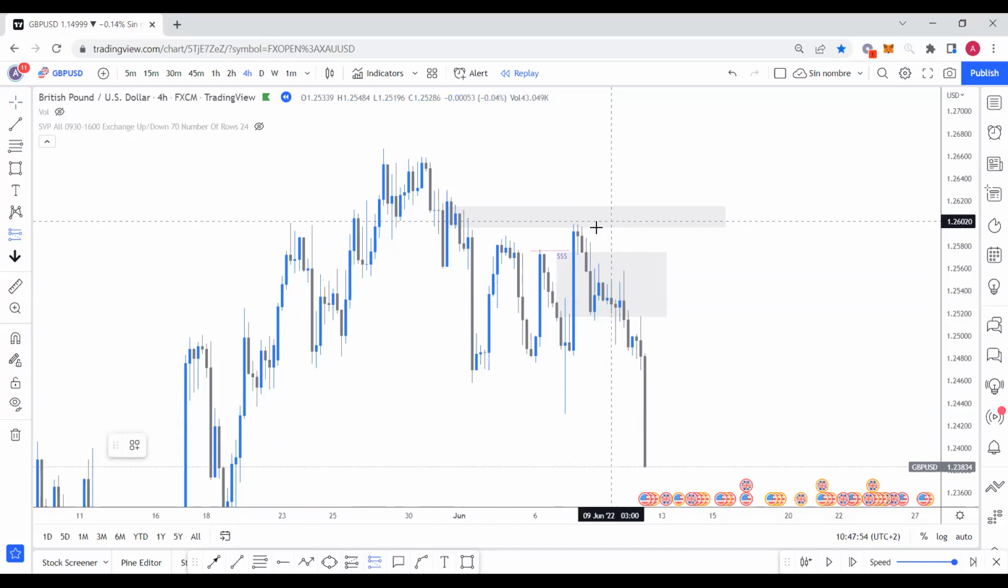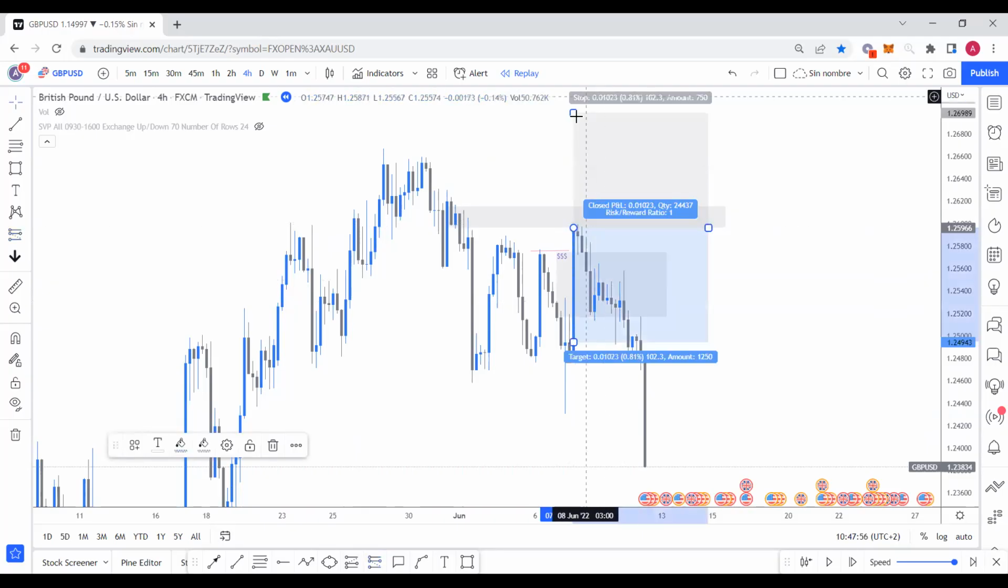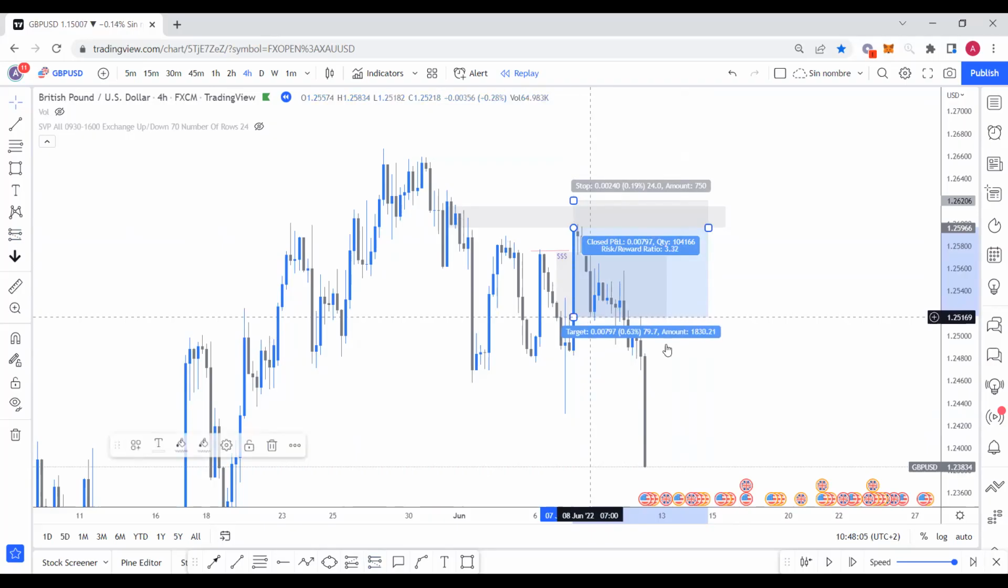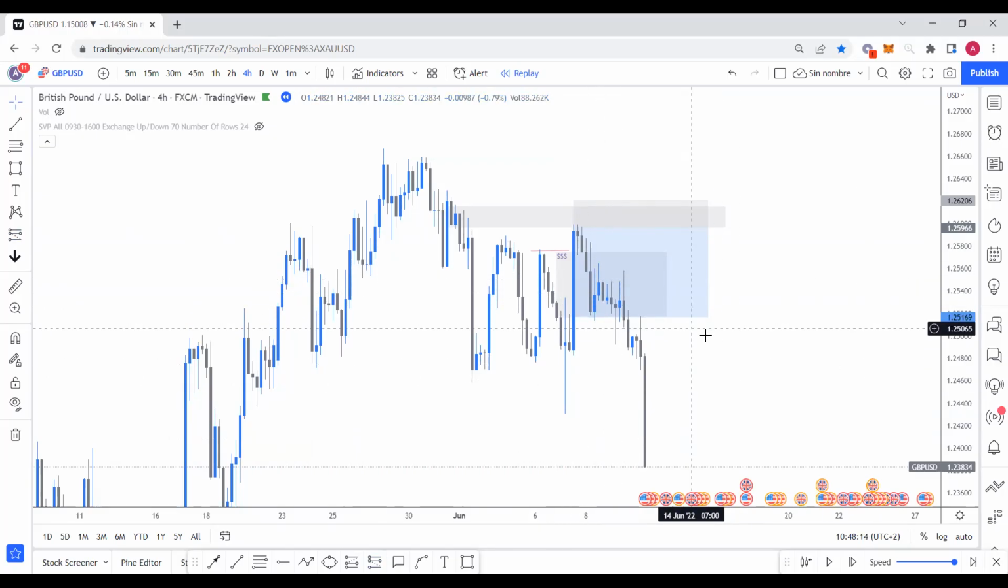from here, from the zone, okay? The main target would be the filling of the imbalance, which would be this point right here. And if you look closely, as soon as price came to this point, it reversed heavily, okay?